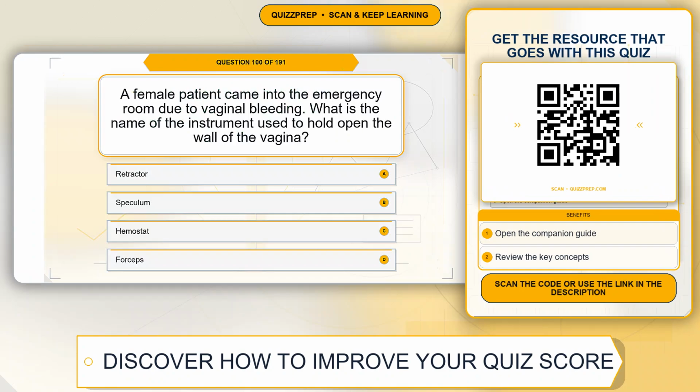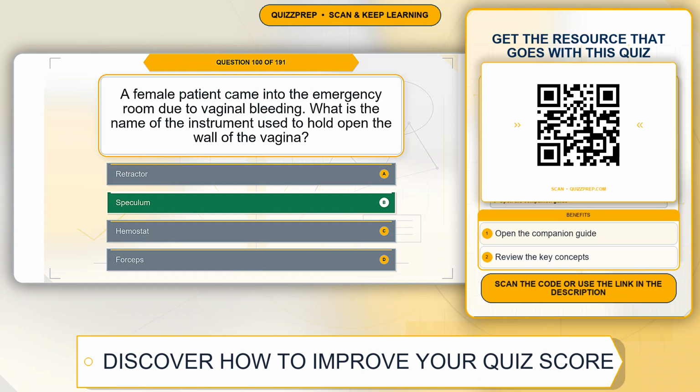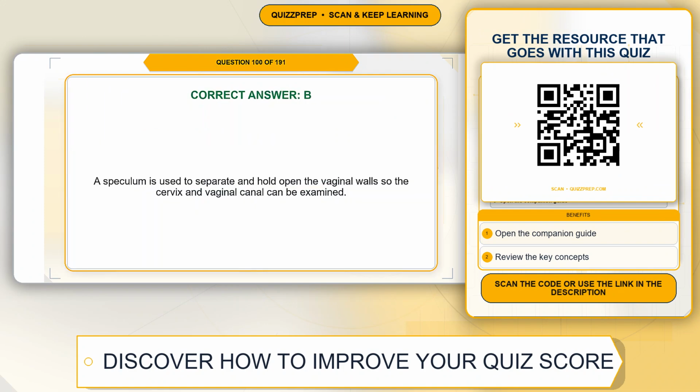Question 100. A female patient came into the emergency room due to vaginal bleeding. What is the name of the instrument used to hold open the wall of the vagina? Option A, retractor. Option B, speculum. Option C, hemostat. Option D, forceps. The correct answer is option B, speculum. Explanation. A speculum is used to separate and hold open the vaginal walls so the cervix and vaginal canal can be examined.